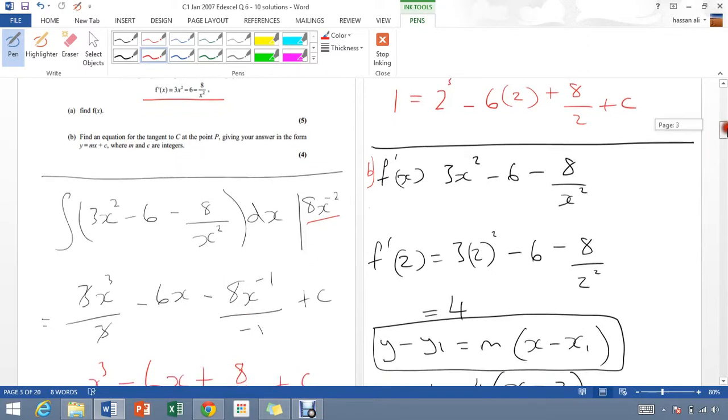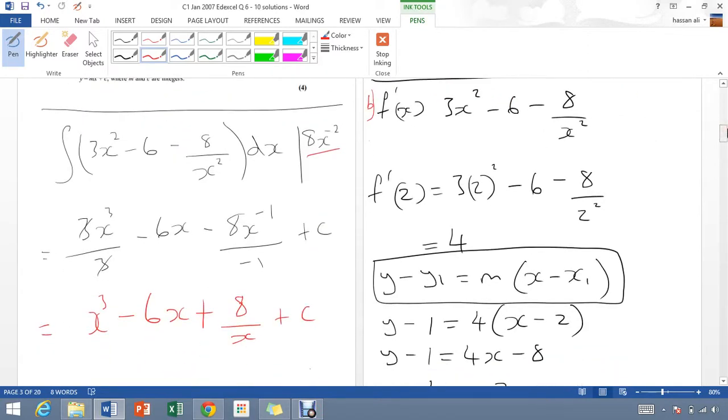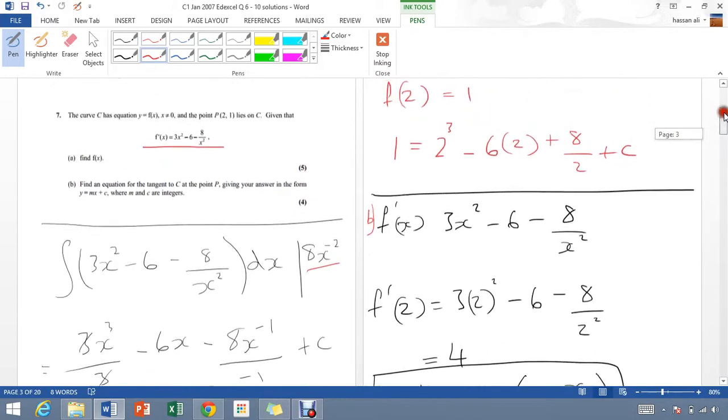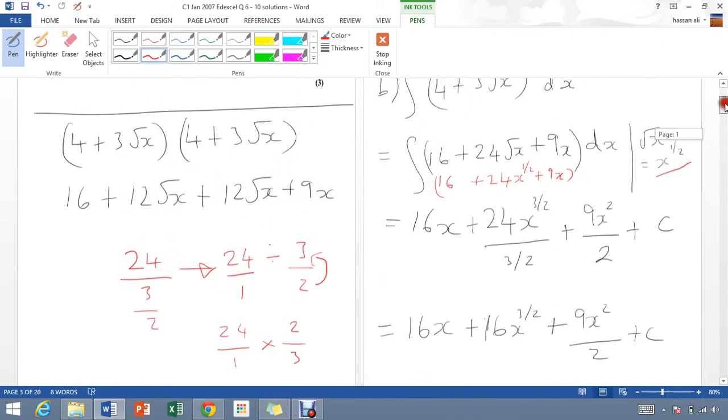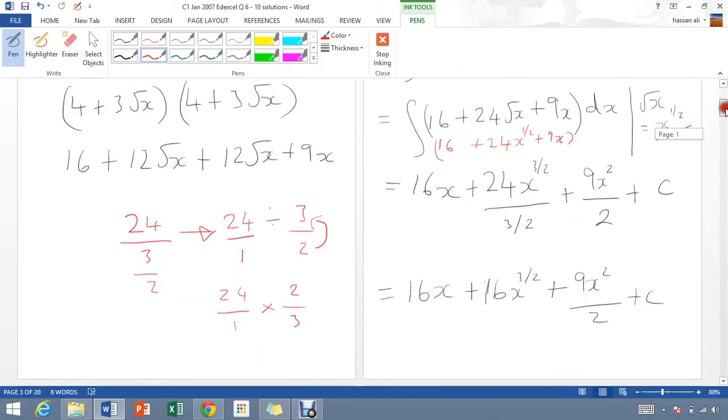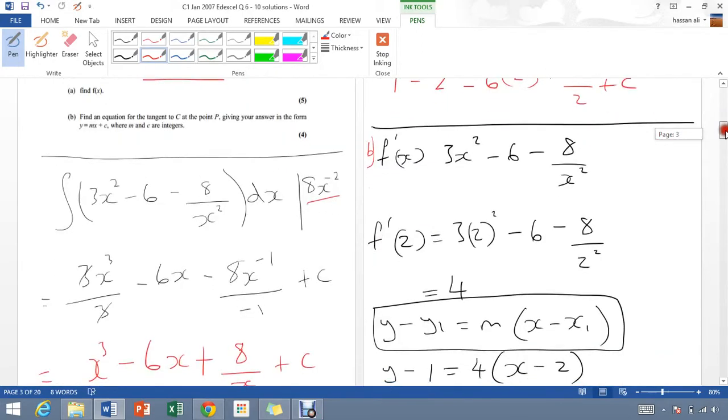Again, when we simplify this, the 3s cancel, and you get x³ − 6x + 8/x, because remember you've got your two negatives here, so they cancel, making a plus, and leaving you with 8x to the power of minus 1, so that can be rewritten as 8 over x, plus your c. Now we can't stop there, because it's asking you to find the equation. The previous question asked you just to integrate, which is why we left it as plus c. This one is asking to find the equation.